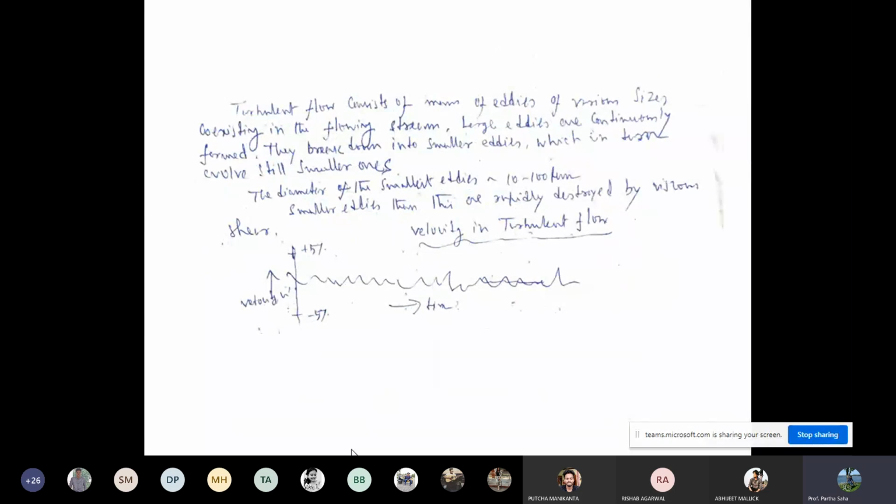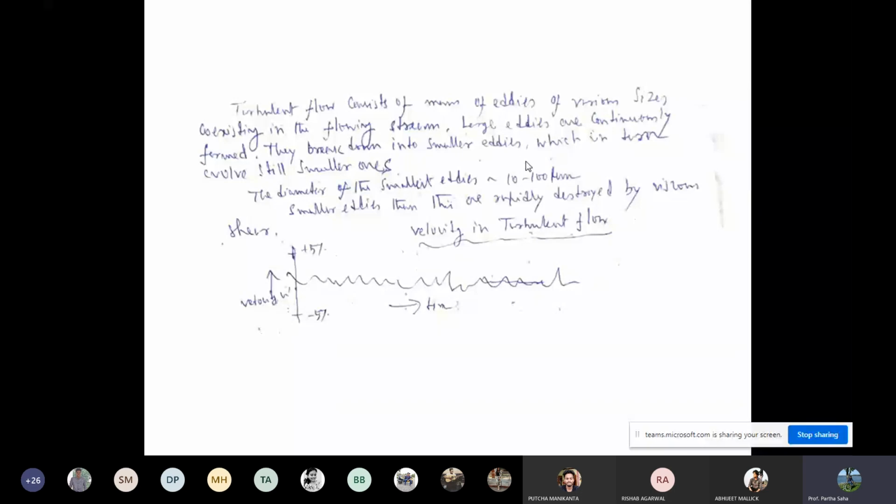Let us look into this. Turbulent flow consists of a lot of eddies, a mass of eddies of various sizes coexisting in the flowing stream. Large eddies are continuously formed. They break down into small eddies, which in turn evolve still smaller ones. The dimension of the smallest eddy can be as small as 10 to 100 micron. Smaller eddies are rapidly destroyed by viscous shear.